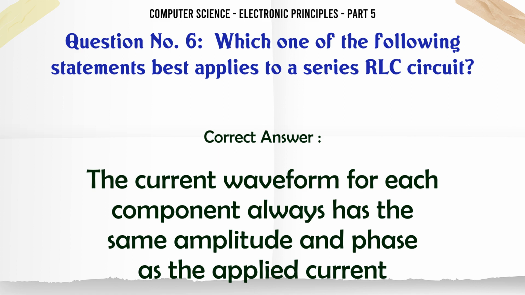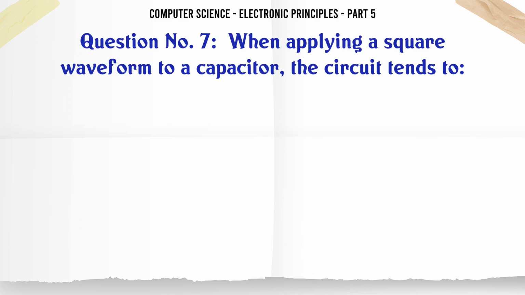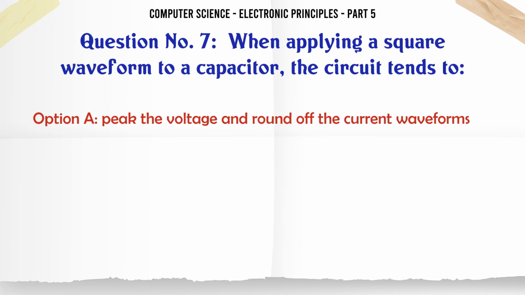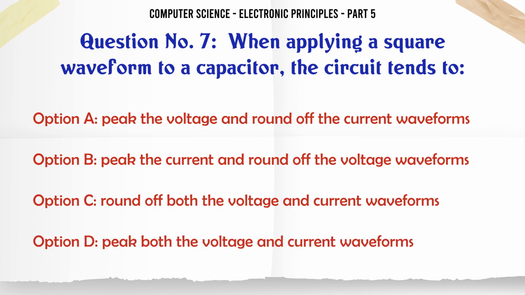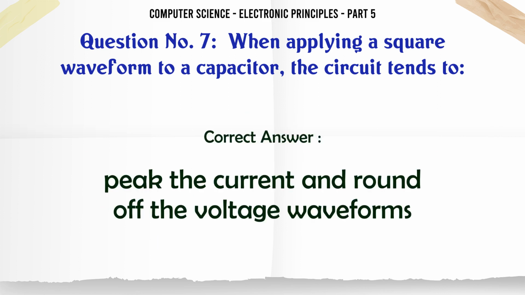When applying a square waveform to a capacitor, the circuit tends to: A. Peak the voltage and round off the current waveforms. B. Peak the current and round off the voltage waveforms. C. Round off both the voltage and current waveforms. D. Peak both the voltage and current waveforms. The correct answer is peak the current and round off the voltage waveforms.